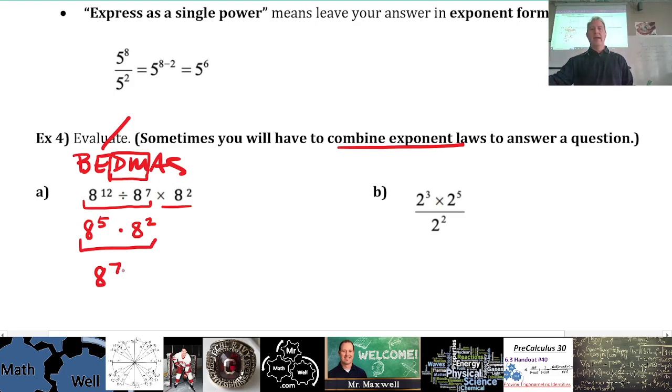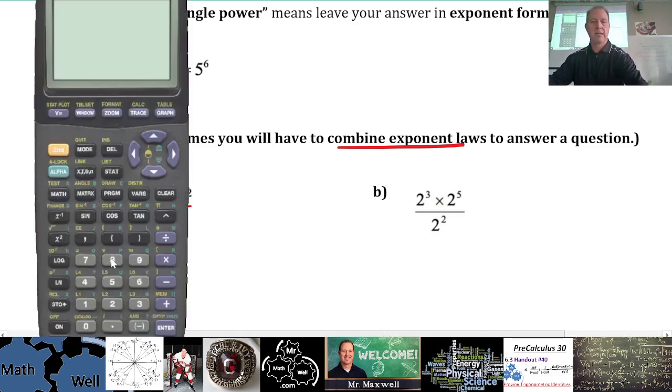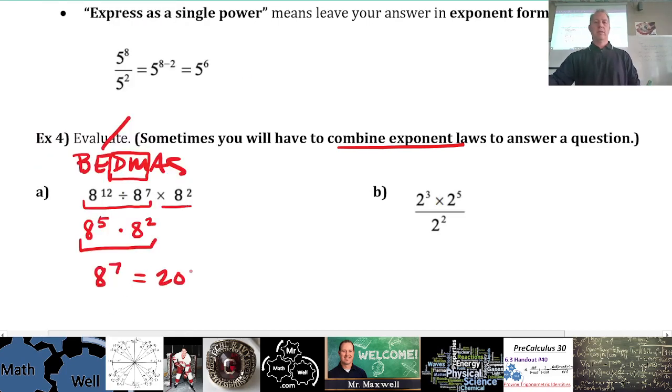And now evaluate. Okay, so these are larger numbers. In most cases we're going to try not to use a calculator. This one you probably have to use a calculator for. You don't have to have this memorized. That's 8 times 8 times 8 times 8 times 8 times 8, 7 times. So we can use a calculator for this one. 8 to the power of 7 is a very large number. 2097152.